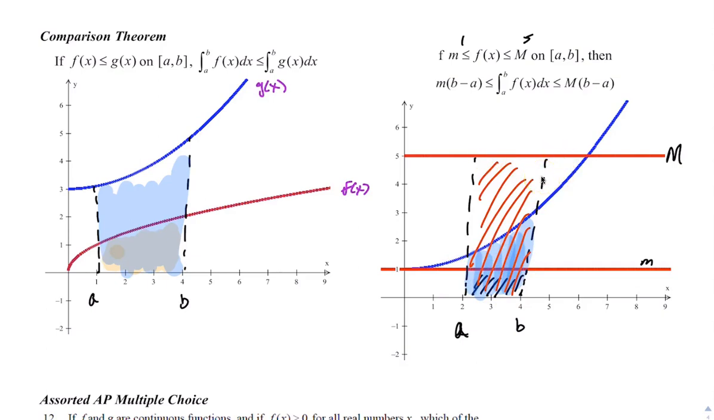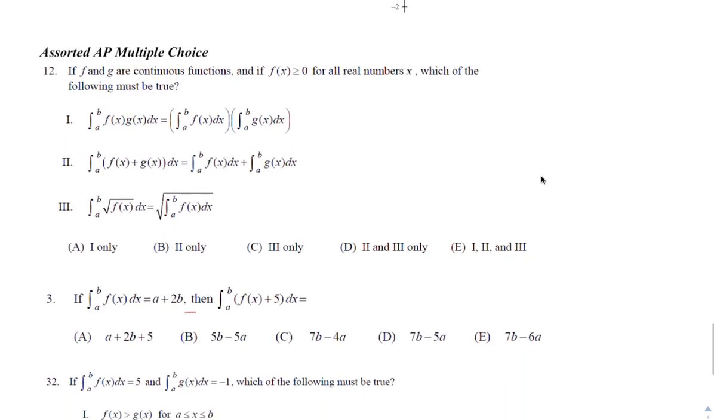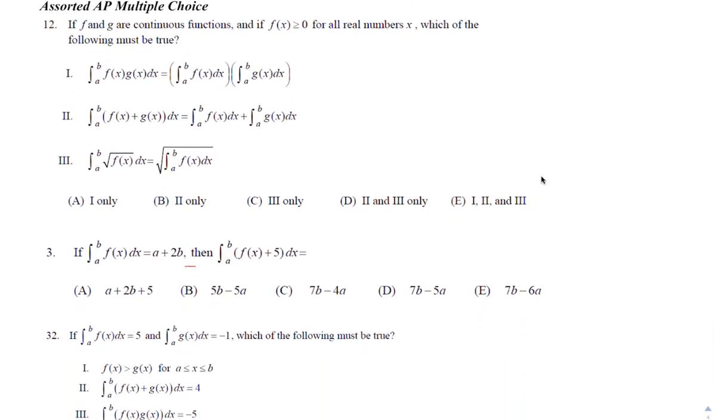That's a comparison theorem. Let's wrap up real quickly with some assorted multiple choice questions. This gets you guys a feel for it. This first one, again, these are all from actual AP exams. If f and g are continuous functions, and if g of x is greater than 0 for all real numbers x, which of the following must be true? So they're just trying to test our knowledge of the properties.